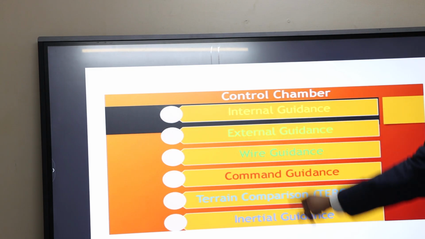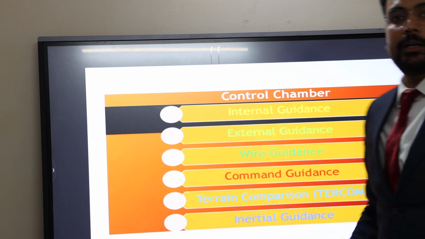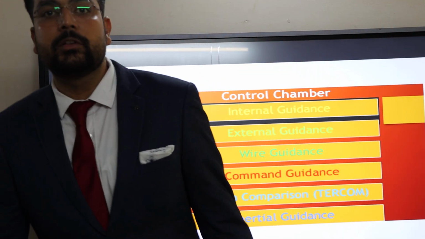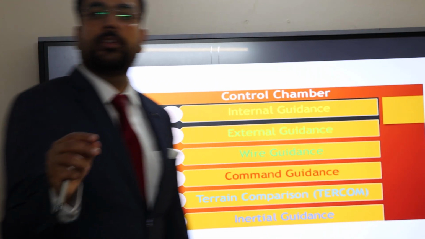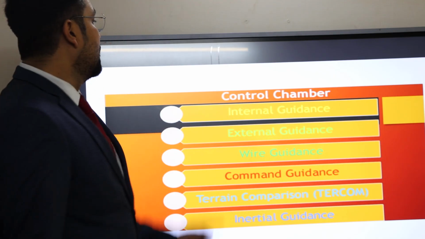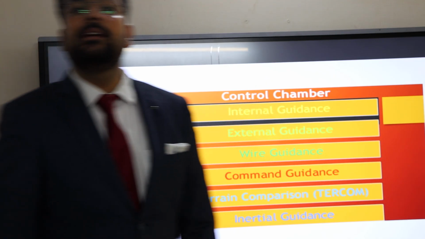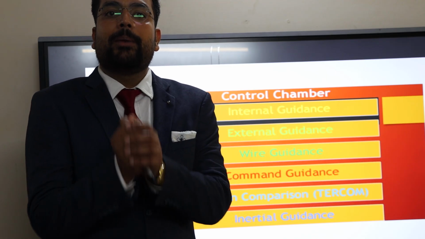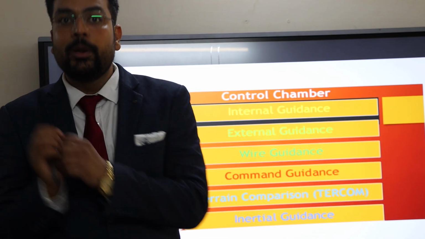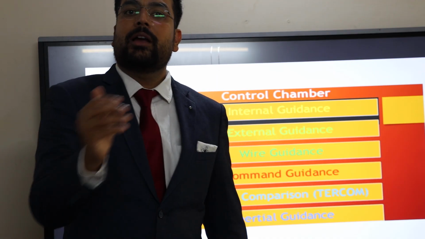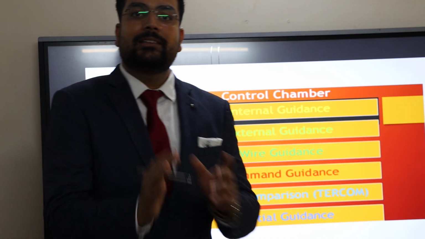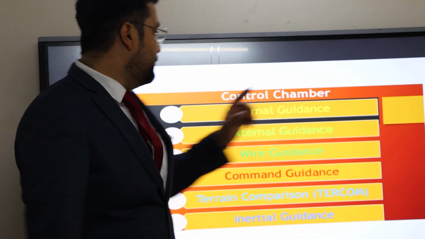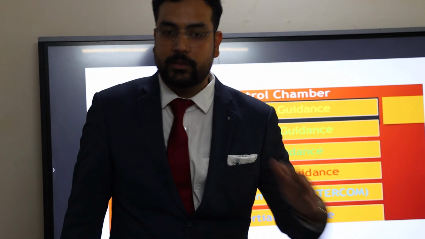In the form of control, we can say that these are some categories of the control system which are required in a particular missile. First of all, the first one is internal guidance. When we equip a particular missile with a speedometer, accelerometer or gyrometer, such missiles are known as internal guidance control system missiles.